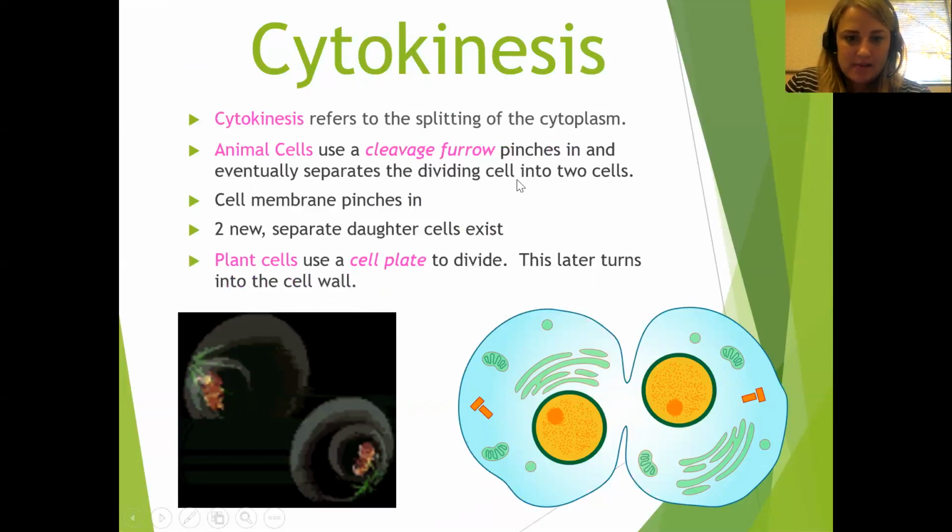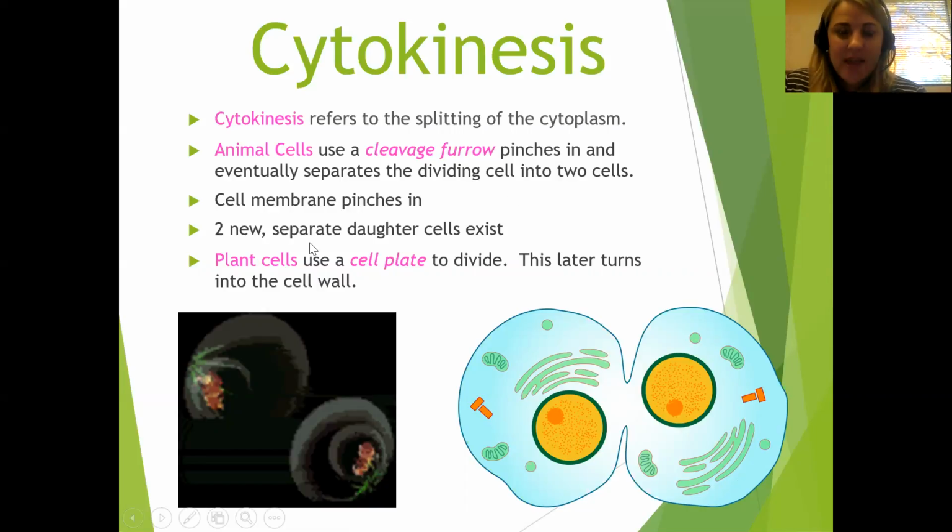And then this is a little bit out of order, so sorry, this should be at the end, but plant cells don't use a cleavage furrow. They use something called a cell plate. What's cool about the cell plate is it actually will develop into the cell wall. So we know that plant cells have a cell wall, animal cells don't. This cell plate will actually turn into the cell wall. One other thing to note as well is that plant cells do not have centrioles.